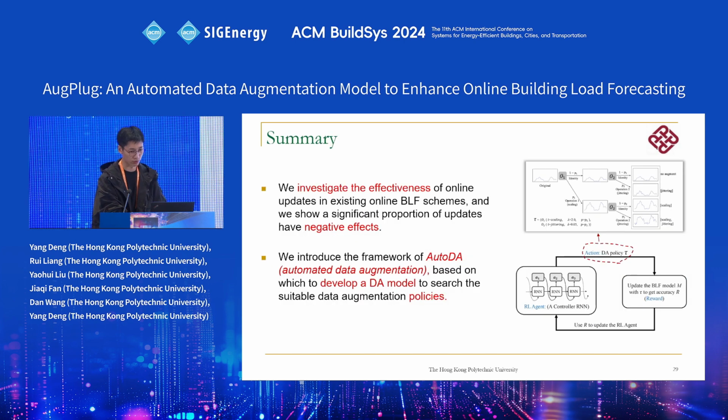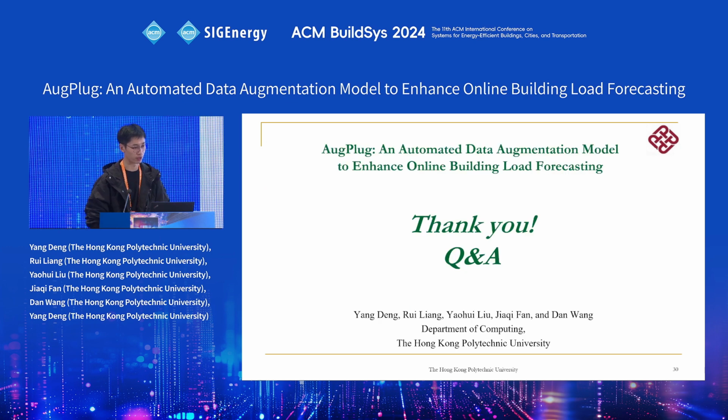Okay, we conclude this work in 2 points. We investigate the effectiveness of the online updates in the existing online building node forecasting schemes, and we show that a significant proportion of updates have negative effects. We introduce the framework of AutoDA, based on which we develop a data augmentation model to search for suitable data augmentation policies. That's all of my presentation. Thank you for your time.